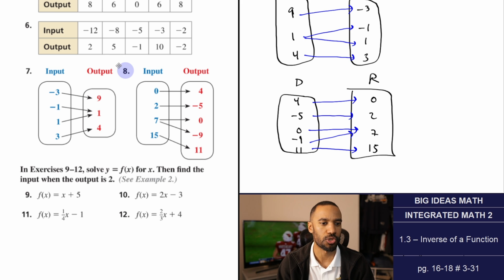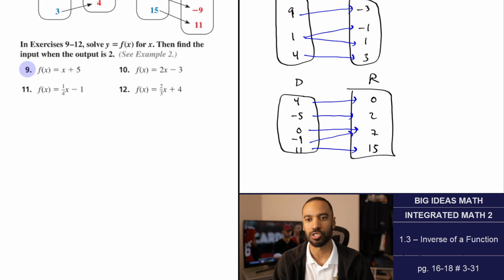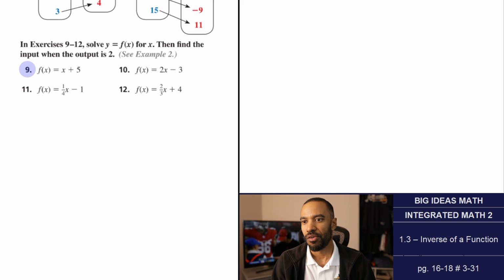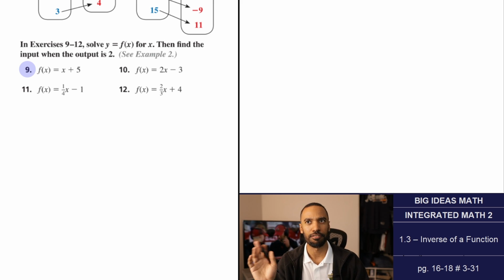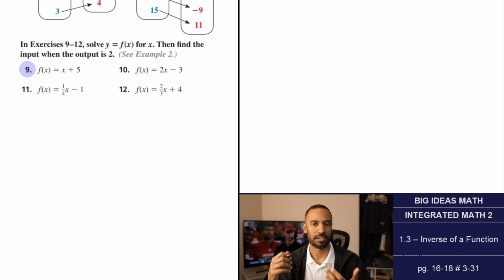Okay, numbers 9 through 12. We are going to solve for x in these scenarios and then find the input. So these are not quite, it is the same as finding the function. We just are the inverse. We're just not swapping x and y meanwhile. So they're having you practice the concept.